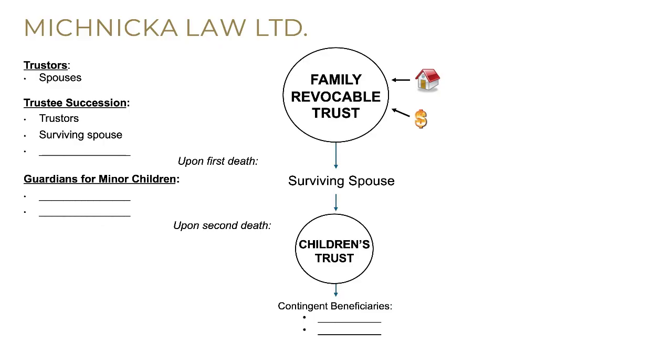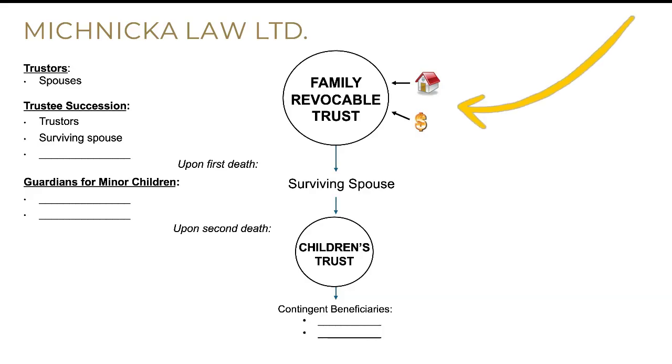When the beneficiaries of the trust are minor children, you may also need to include provisions for distributions to guardians for the benefit of children, as well as continuing trust structure for the children.